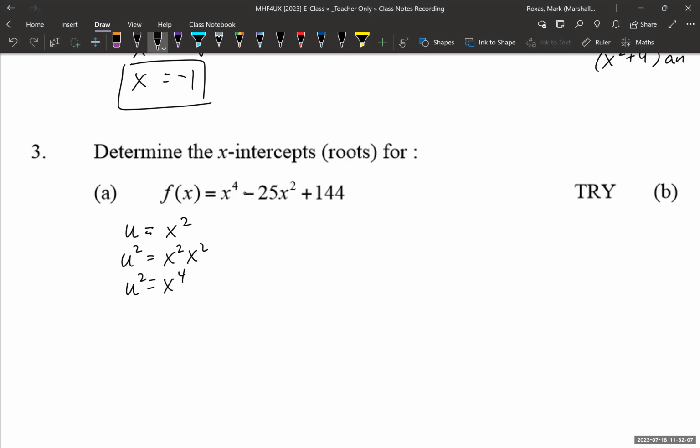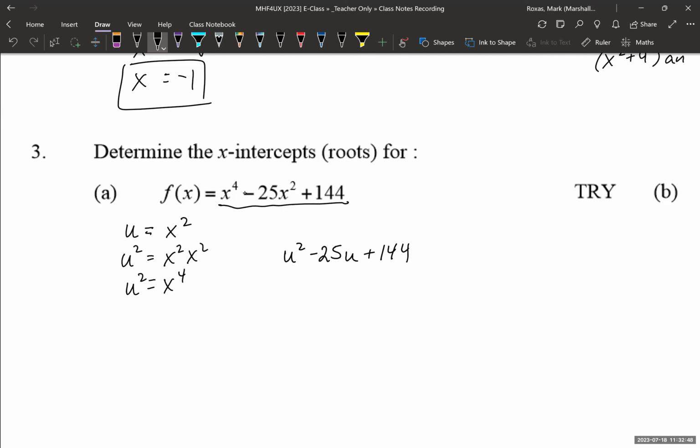All right, so why am I doing that? Because if you took f of x, this whole right side here, and you made an adjustment, if I said, well, instead of x to the power 4, what if I just said u squared, right? Minus 25, and instead of x squared, I change that to u, and then I have plus 144. So essentially, I'm replacing anything that's x squared with a dummy variable called u. And by doing so, I get this formula, this polynomial that looks like a quadratic. Okay, it looks like a quadratic, something that we can solve.